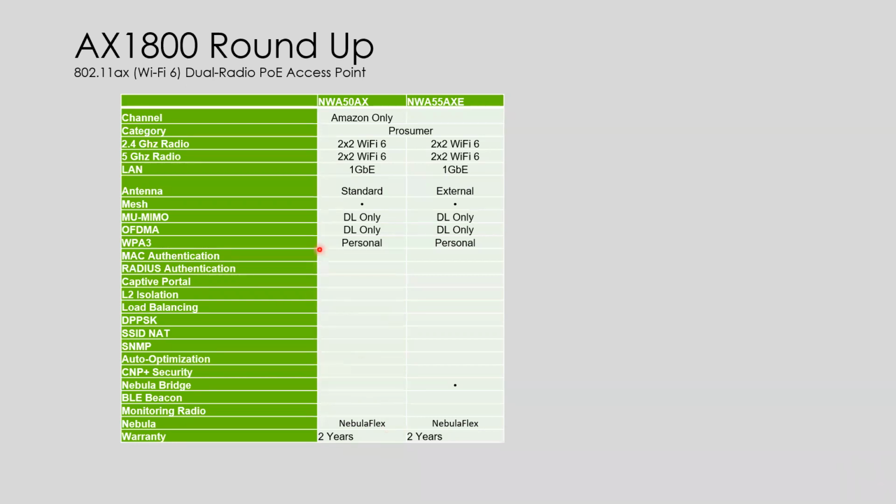So one of the first things to talk about here is these two models are what I'm going to call a Wi-Fi 6 Lite product. So these are almost the only access points we have that don't have the full Wi-Fi 6 feature set built into them.